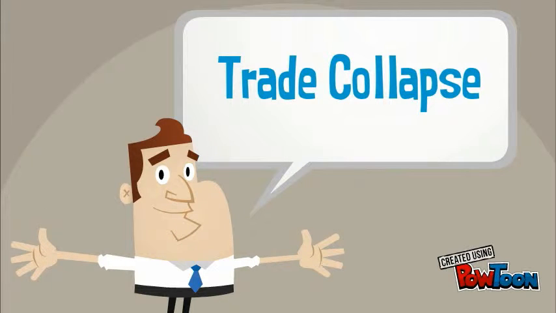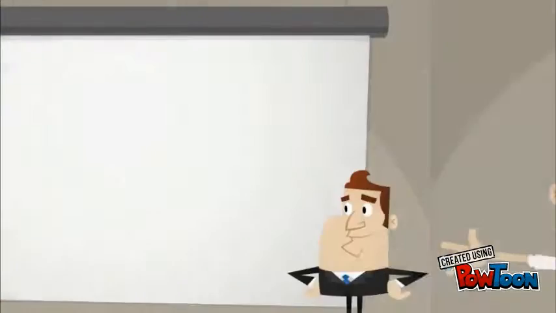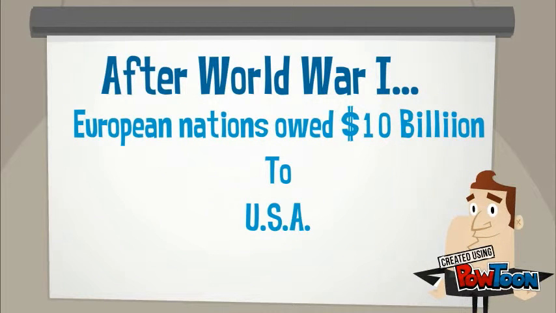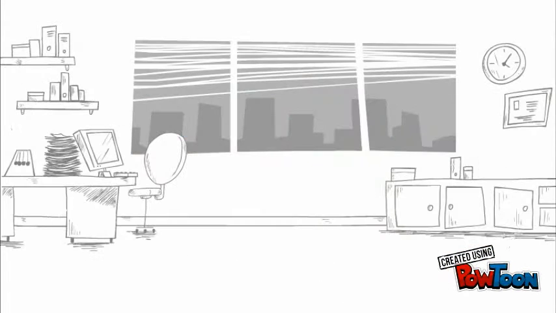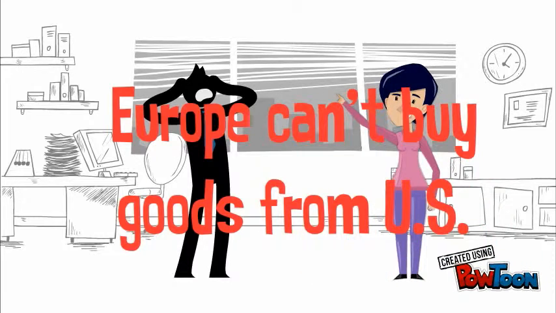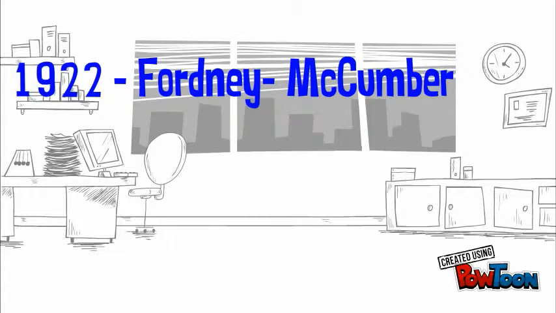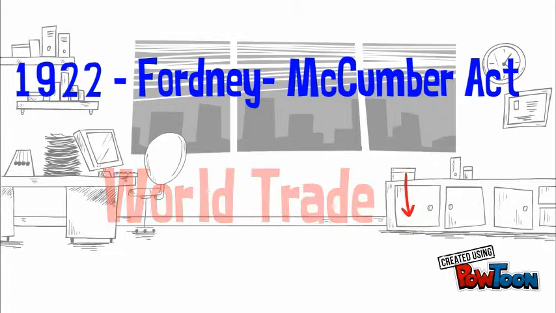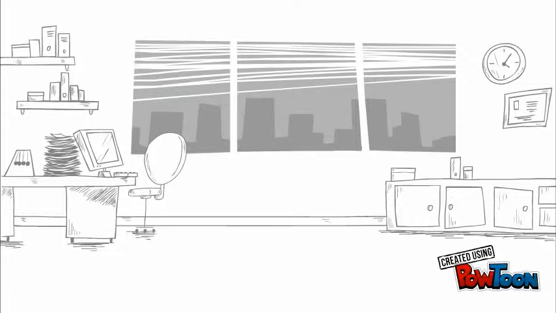Next comes the trade collapse. After World War I, the European Union owed a 10 billion debt to the US. Sadly though, Europe had already suffered from the aftermath of the war, and they could hardly bear the debt. In 1922, the US passed the Fordney-McCumber Act, which instituted high tariffs on industrial products. This suppressed trading and world trade declined.